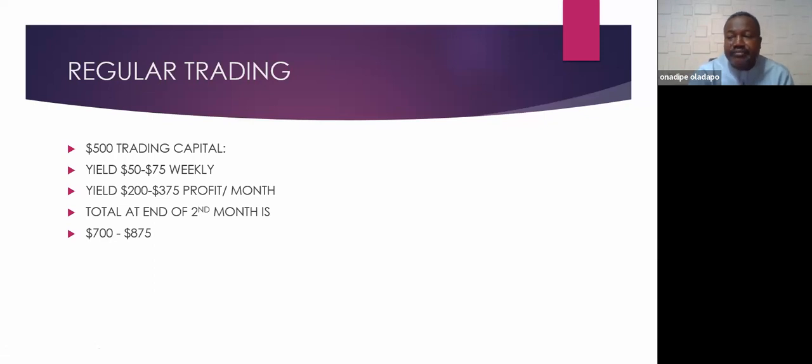That is regular trading. All you are doing is trading. You are not exposing the opportunity to anyone. You say you just want to trade. You are welcome. Please take down this figure because we will be relating with this figure later on. So by the end of the second month, you have only $700 to $875 in your trading account. Put it on that chart, and those on IG also write it down because we are going to come back to it. Put it down, and then we'll come back to that.